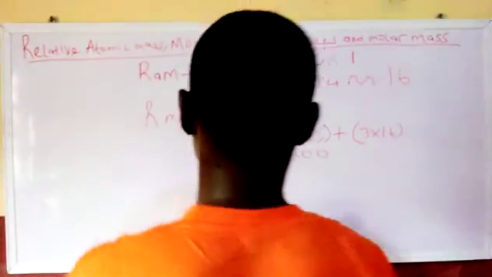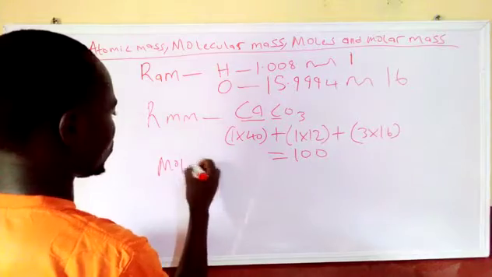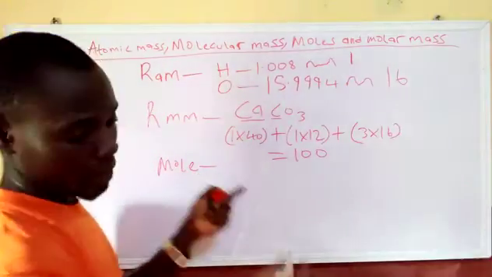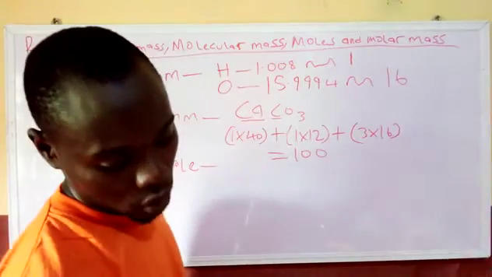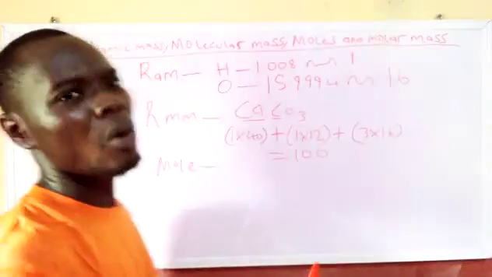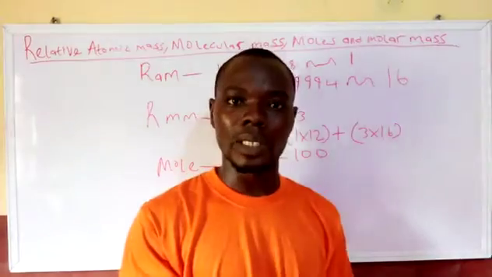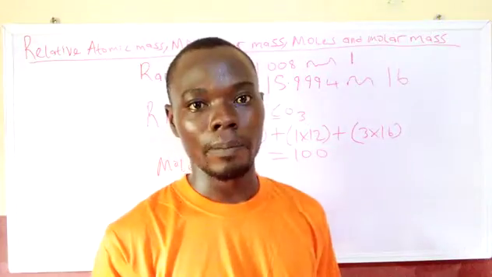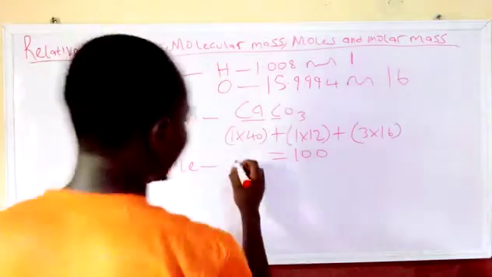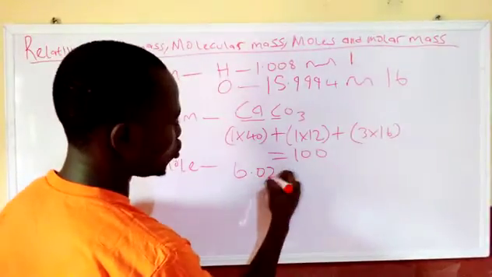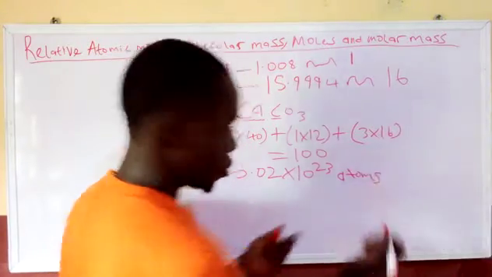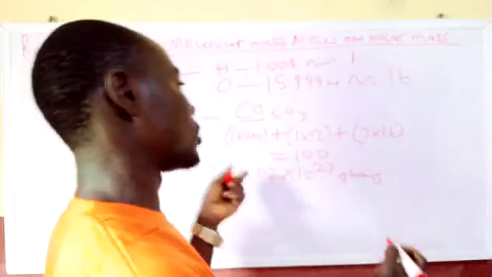Now look at it, mole. It is the amount of a substance which contains the same number of particles as the atoms in 12 grams of carbon 12. Do you know, when modern chemists weigh 12 grams of carbon 12, they try to determine the number of atoms it contains. They discovered that it contains 6.02 times 10 raised to the power 23 atoms. I think you are following.